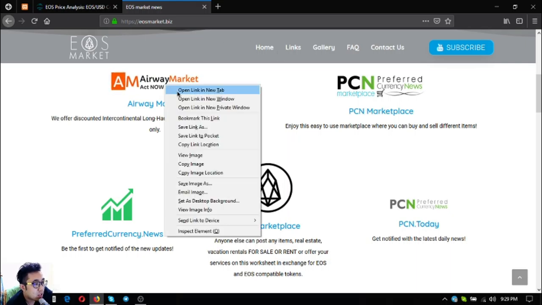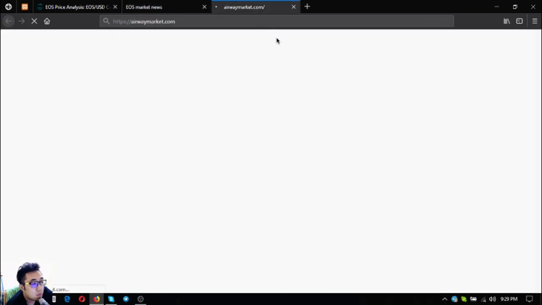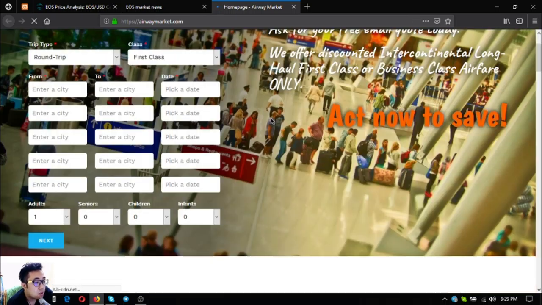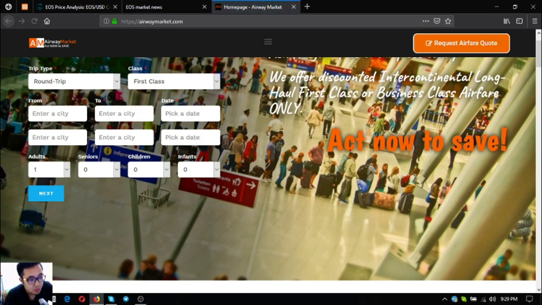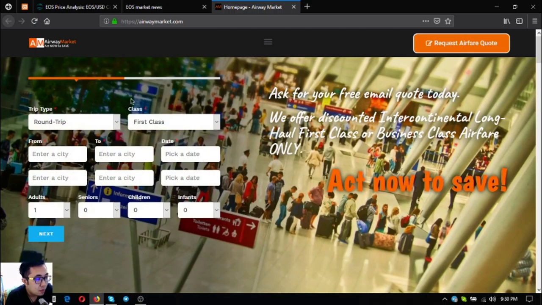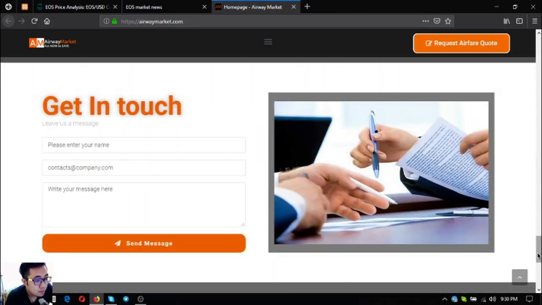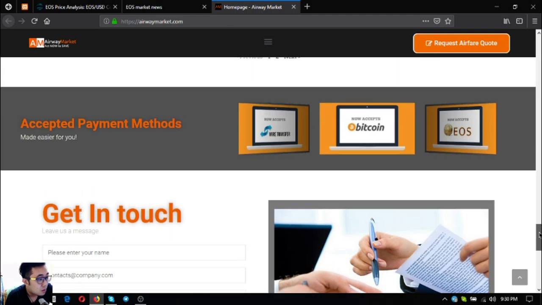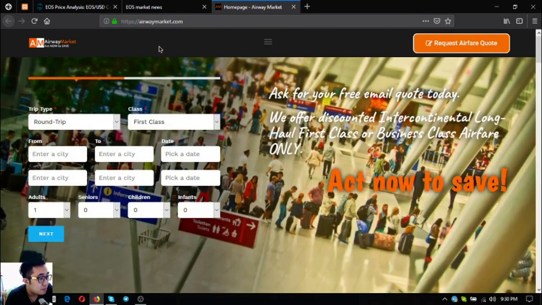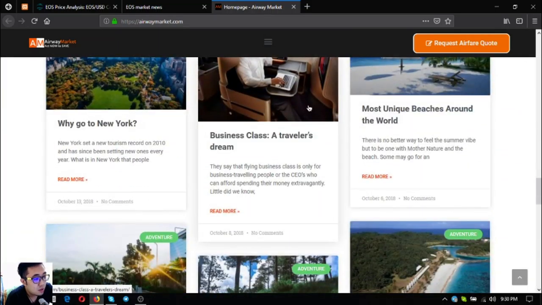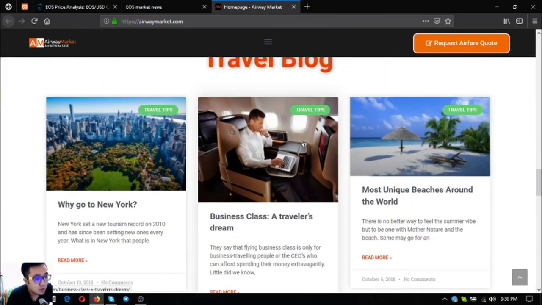The first link is airwaymarket.com. This is a travel website where you can exchange your EOS for airfare tickets. This website offers discounted international long-haul first class or business class airfare tickets for up to 70% off. Just fill out the form here or call them at their contact info numbers. Also visit their travel blog section, because you'll see travel tips there too.